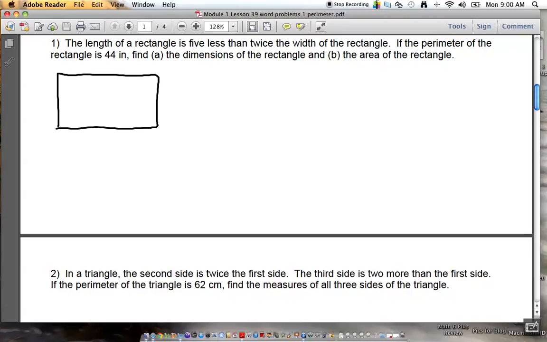Students get word block in math the way in English you get writer's block, and you just don't know where to start. And students will look at word problems and say, oh, I don't know where to start. I don't know where to begin. Well, I'm telling you now where to start and where to begin. Okay? It says the length of a rectangle is 5 less than twice the width of the rectangle. If the perimeter is 44, find the dimensions and the area.